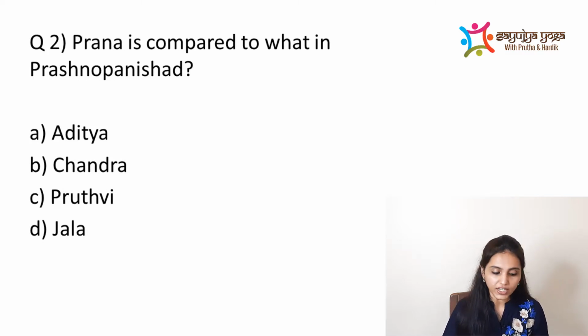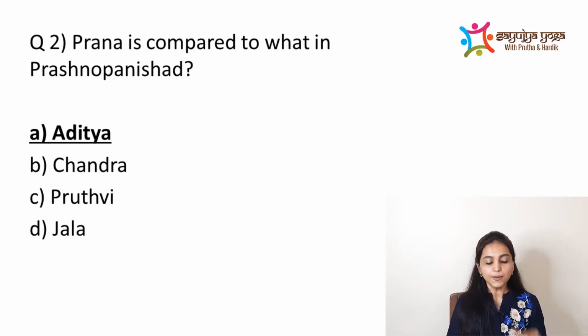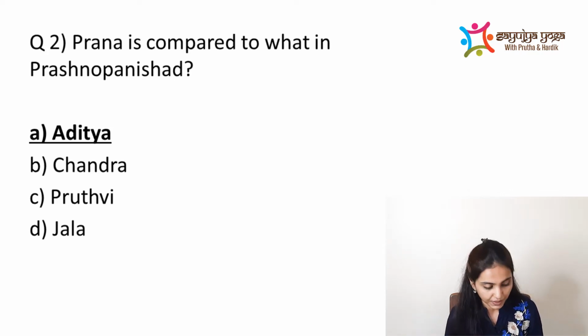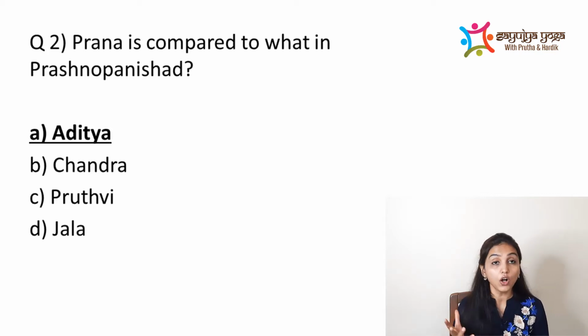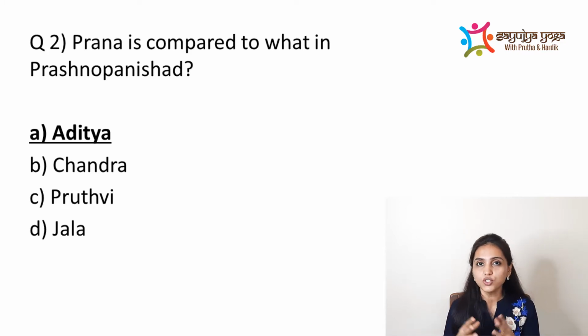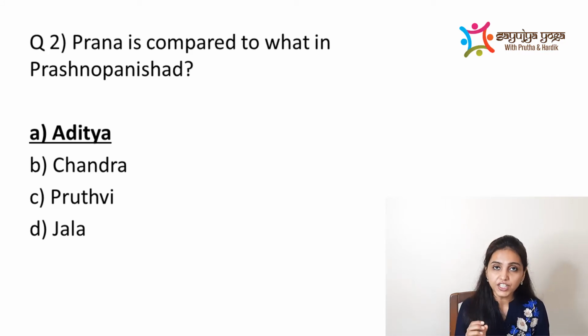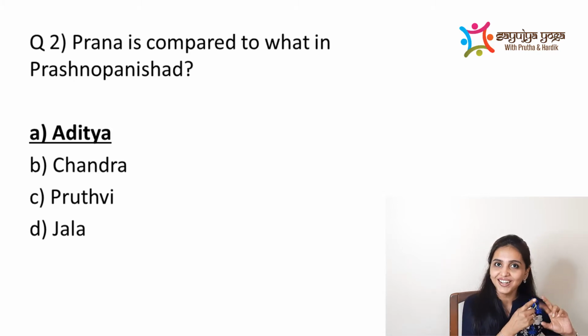Prana is compared to what in Prashnopanishad? And the correct answer is option number A, Aditya. Now friends, Prashnopanishad is in the form of conversation between sage Pippalada and six seekers. Now once Kabandi asked the question to his master sage Pippalada that from what all the praja arise. That is, he wanted to know what was the source of the creation. To him, sage Pippalada replied, Prajapati, who was desirous of offspring, performed penance or tapa, and by that he produced the pair of prana and rai.